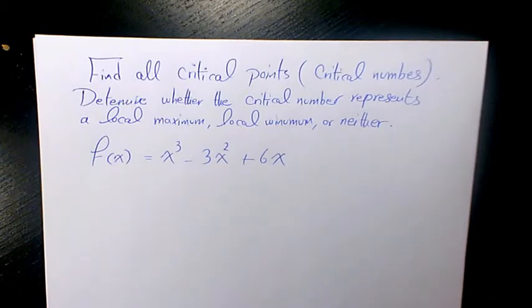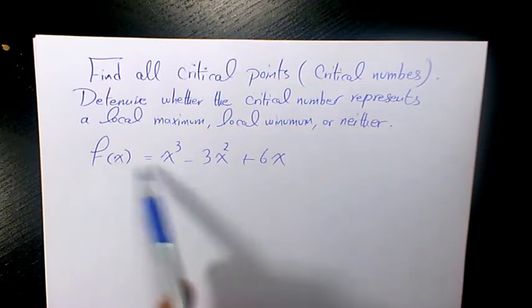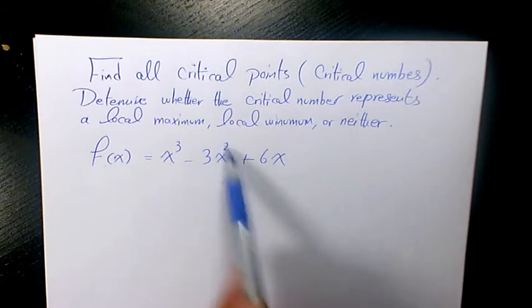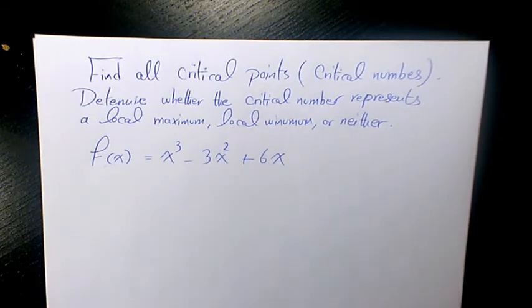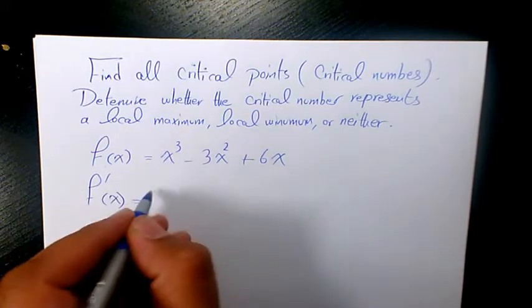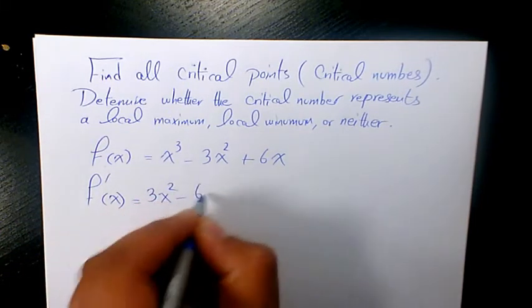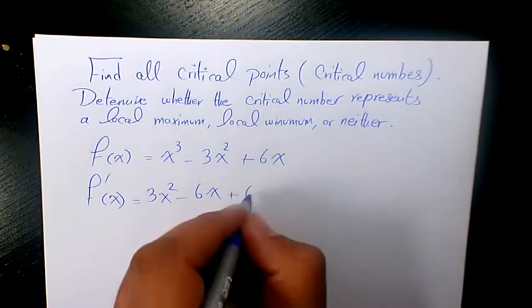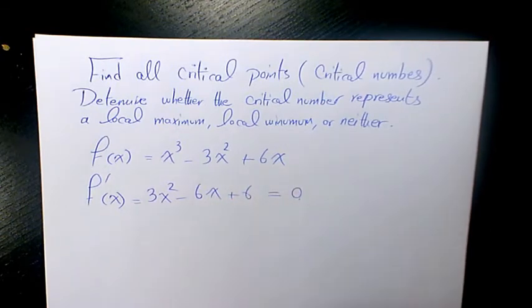Welcome to another video. In this video I want to show you how to find critical points, or critical numbers, and then determine whether the critical number represents a local minimum, local maximum, or neither. Here we have the function x cubed minus 3x squared plus 6x. The first thing I'm going to do is find the first derivative of this function, which is 3x squared minus 6x plus 6, and we need to make it equal to 0.